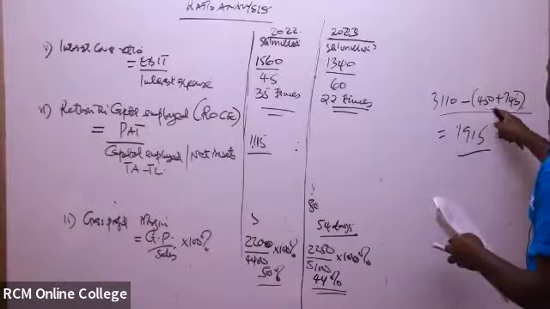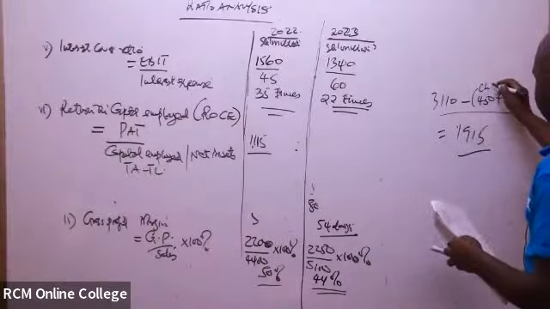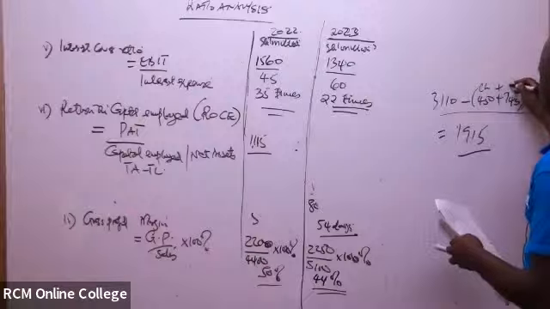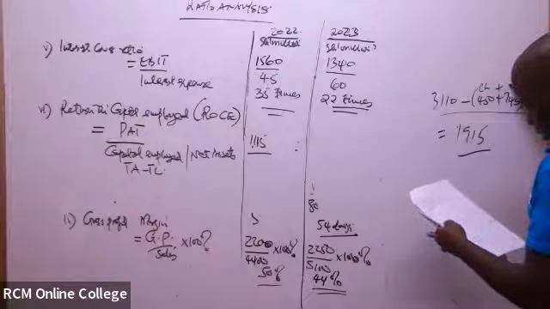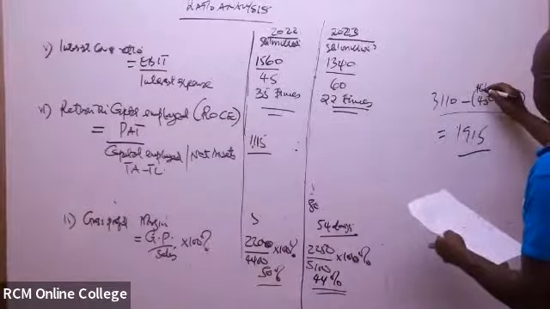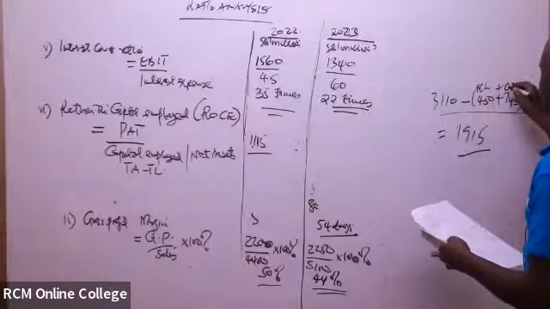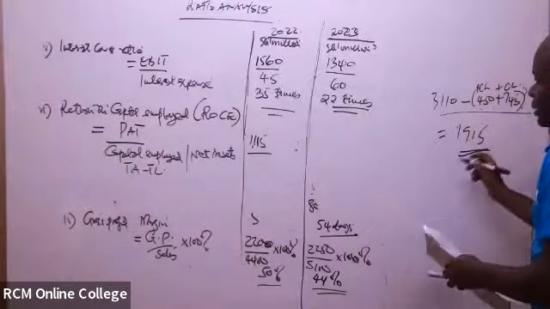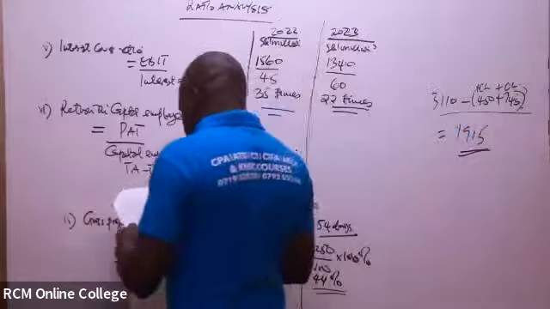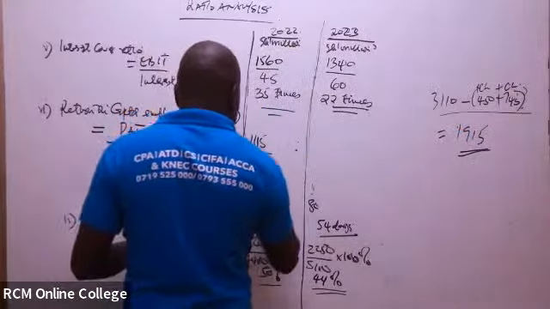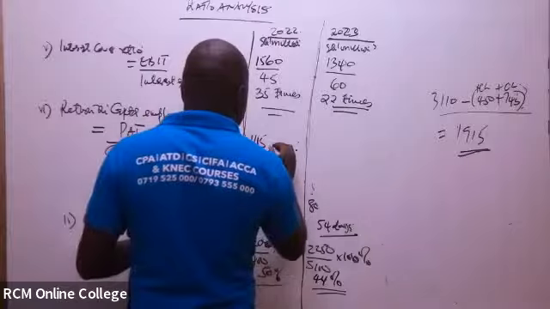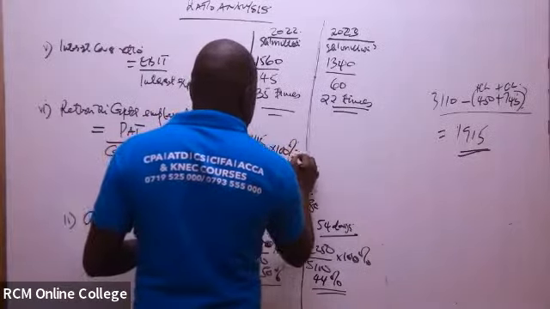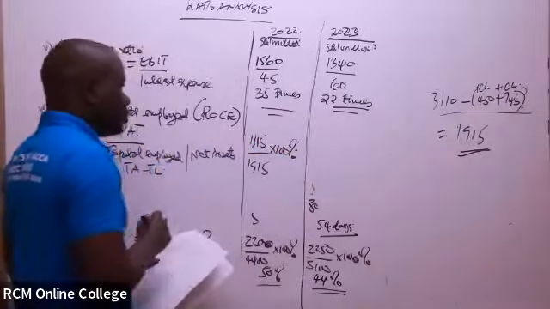31,110 minus 450 minus, these are the non-current liabilities, and these are the current liabilities, the total liabilities. When you subtract, you should get 1915. Then you multiply by 100%.